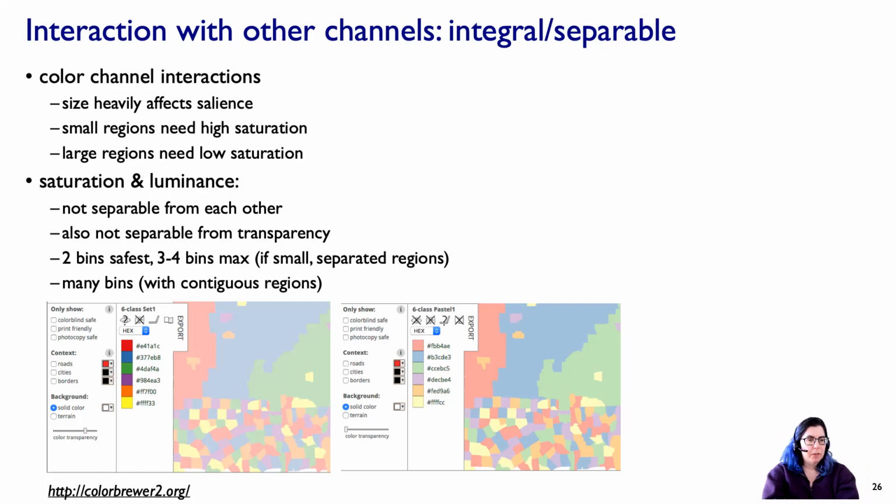So in terms of the number of bins, we already walked through a bit that 2 bins is definitely safe. Maybe you can hit 3 or 4 bins. But if there are small separated regions, you don't want to go beyond that. But of course, if it's contiguous regions, like a continuous phenomenon, then you can see fine-grained differences. We'll talk more about this tool that was used to create these color palettes, called ColorBrewer, in a later slide.